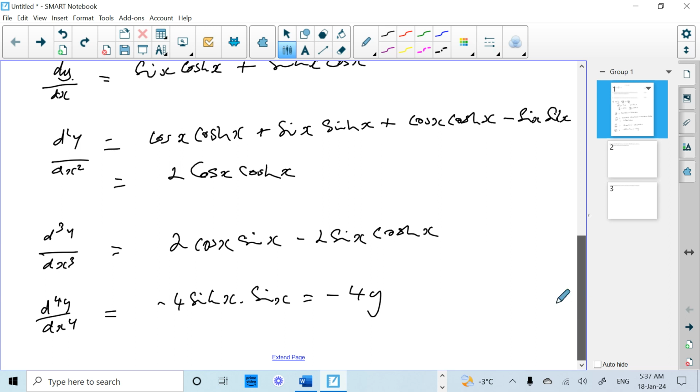When differentiating hyperbolic functions, you have to link y with whatever you let your value of sinh x or sin x equal to. So you link it back to the value of y. So it's equal to minus 4y. And that's part A done. Part B.